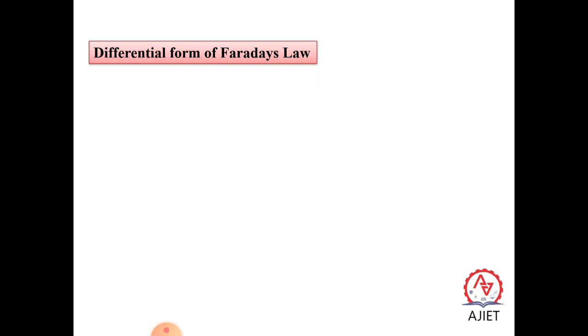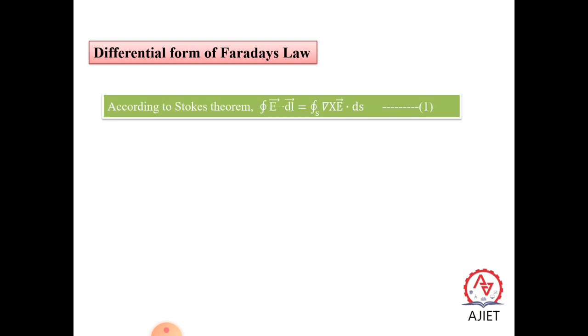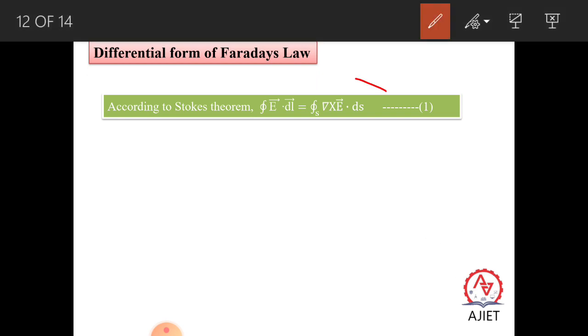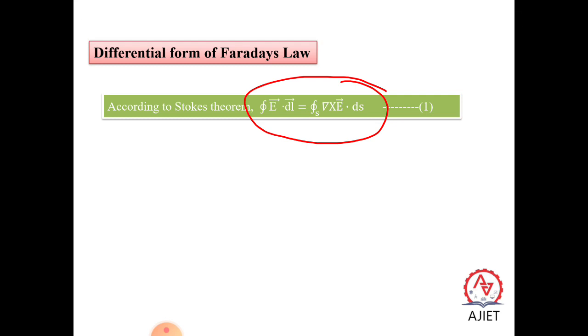Next, we can see the differential form of Faraday's law. What is this differential form? According to Stokes theorem, you convert the line integral into a surface integral. So Stokes theorem tells you that the closed integral of E dot dl is equal to the surface integral of del cross E into ds. So the electric field along the line element dl is converted into the electric field across the surface area.